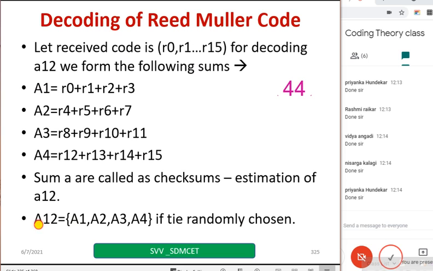Now I have 4 options for A12. Similarly, A13, A23, A14, A24, etc. I have to do it. So choose a combination such that only, for example, A13 should become 1. A13 is nothing but V1, V3 should become 1, remaining should become 0.